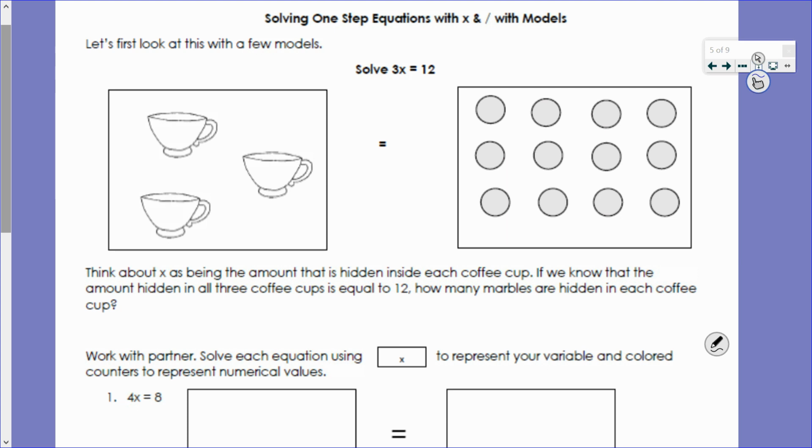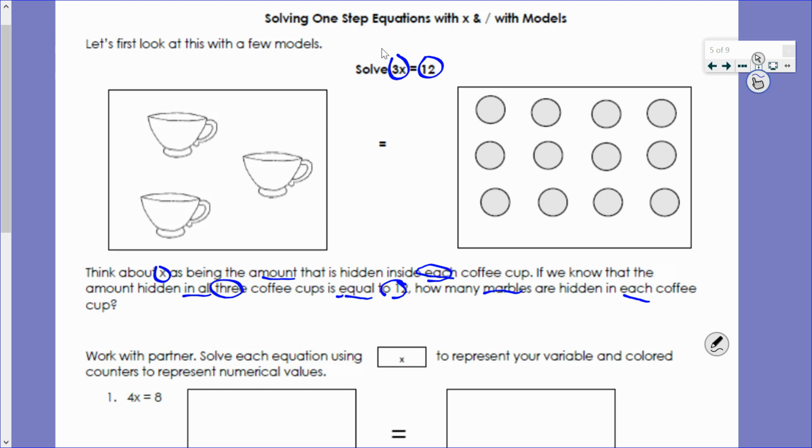So if I've got an equation such as 3x equals 12, a way to think about this is to think about the x as being the amount that is hidden inside each of our 3 coffee cups. So I've got 12 marbles, I've got 3 coffee cups, and I want to know, if I divide them up evenly, how much is going to be hidden in all 3 so that it's equal to 12. So how many marbles are in each of the coffee cups?